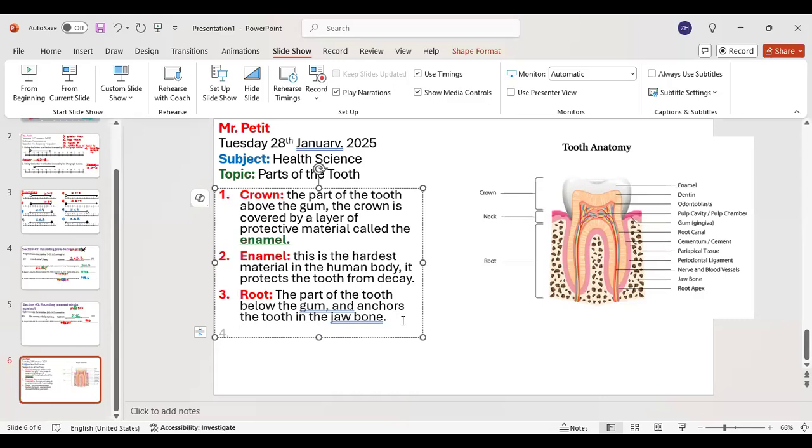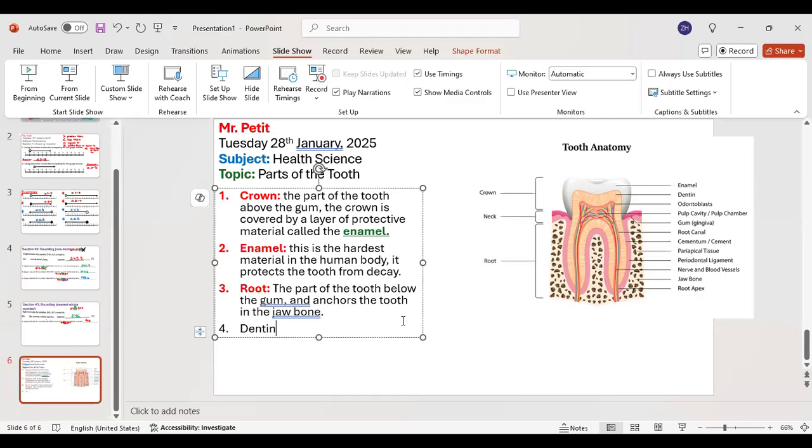Okay, number 4. The next is the dentine. So we have the crown, which is found above the gum, the enamel, which is also found above the gum, which is on the crown, and the root, which is found below the gum, and it stabilizes or anchors the tooth in the jawbone. All right.